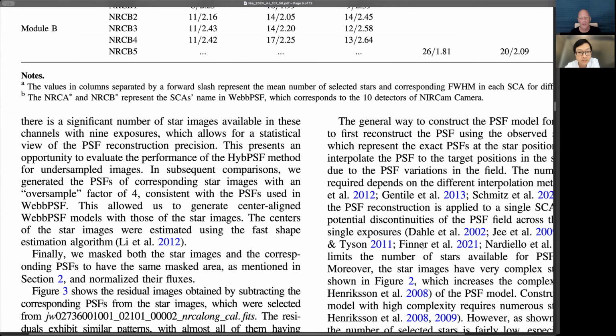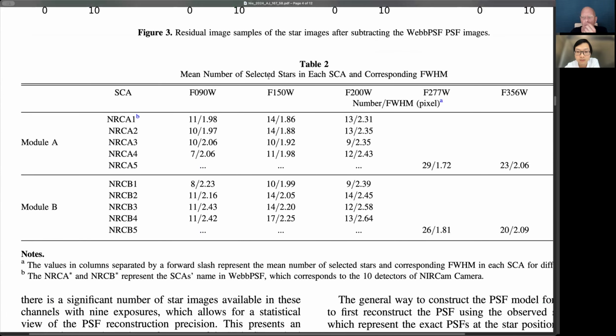Table 2, mean number. Here we go. Table 2 represents the properties we extracted from each detector and each band and subband. As we can see, the upper region shows module A. The JWST has two areas for two different series of detectors. They are named module A and module B.